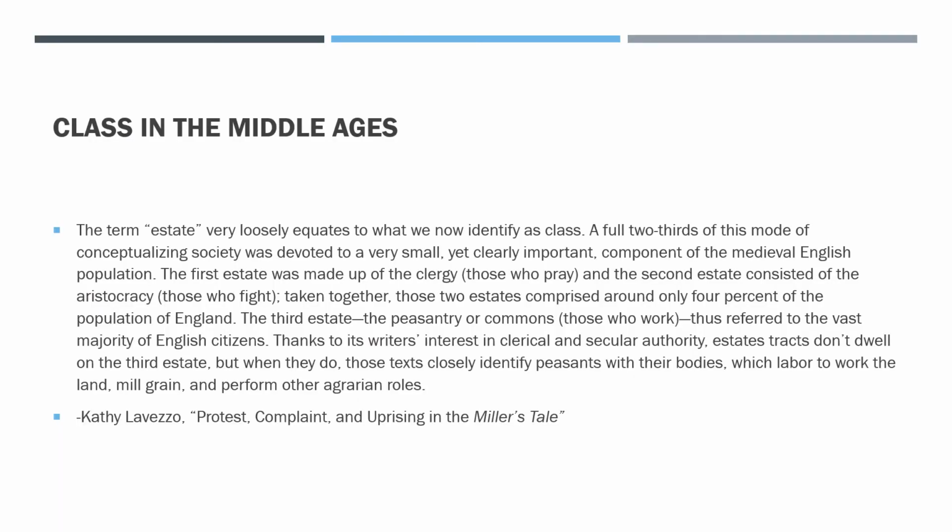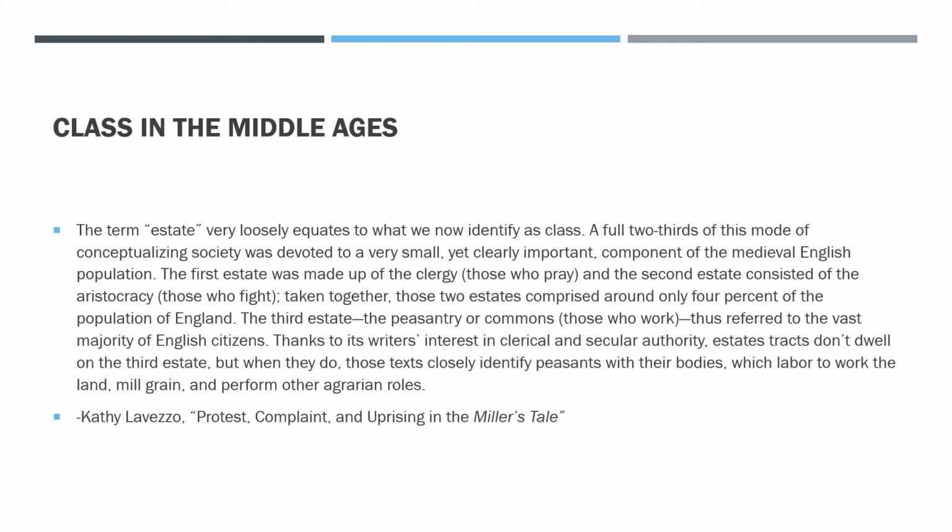Okay, so I want to spend a little bit of time talking about class in the Middle Ages, because Chaucer is very interested in critiquing the class structures and satirizing them in a lot of ways throughout the Canterbury Tales. However, during the Middle Ages, instead of class distinctions, people are separated into estates. So there are 3 estates. The first is the clergy, the church folk, or those who pray. The second estate is the aristocracy, those who fight. These are the noblemen, the knights, right? And the third estate is the common folk, the peasantry.